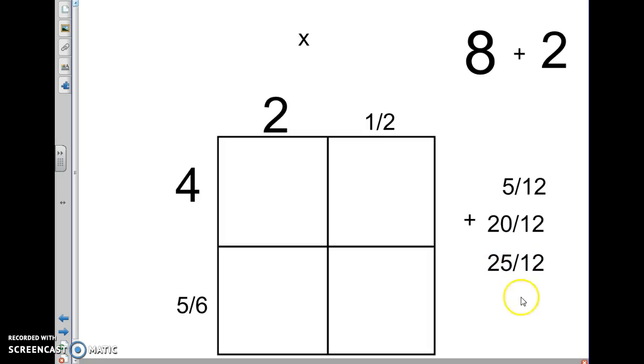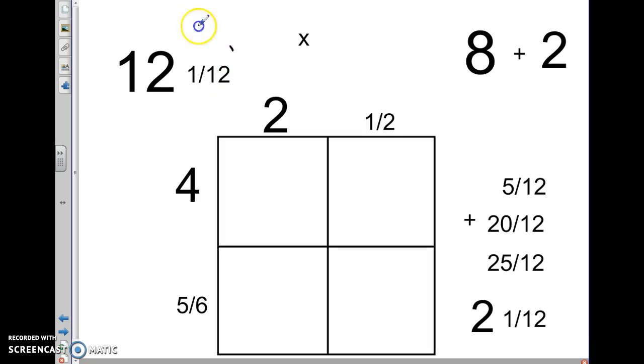What is 25 twelfths as a mixed number? It would be 2, right? Because 12 goes into 25. 2 groups of 12 would be 24. And then there'd be 1 left over, right? So we've got 2 and 1 twelfth. So we've got 8 plus 2 is 10 plus another 2 is 12 and 1 twelfth. So 12 and 1 twelfth is our final answer for that.